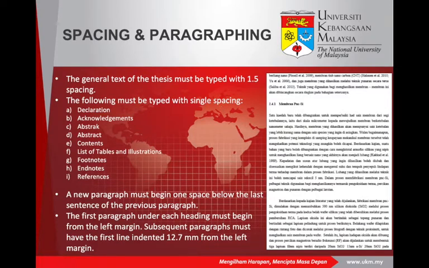A new paragraph must begin one space below the last sentence of the previous paragraph, like this one. So there should be one space below from the previous paragraph. The first paragraph under each heading, which is this paragraph, must begin from the left margin, while the subsequent paragraphs must have the first line indented, like this, 12.7 millimeter from the left margin.